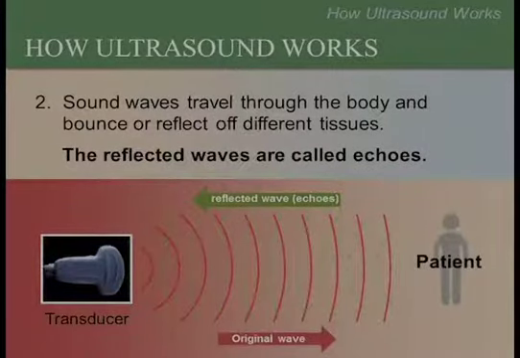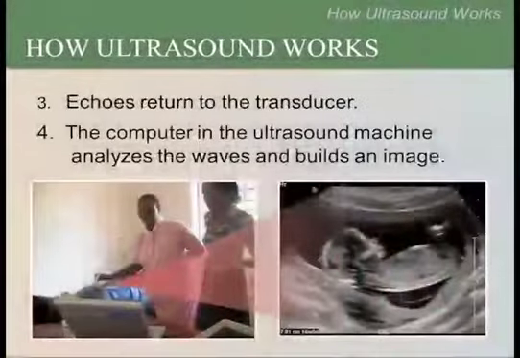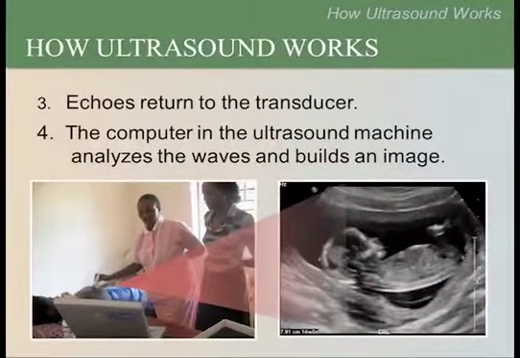Those sound waves travel through the body and bounce off different tissues. In this diagram, the transducer is on the left and the patient is on the right. The red lines represent the sound waves sent into the body by the transducer. The green lines are the reflected sound waves that return to the transducer from the body. These reflected waves are called echoes. The reflected echoes go back to the transducer, and the computer analyzes these waves and builds an image.